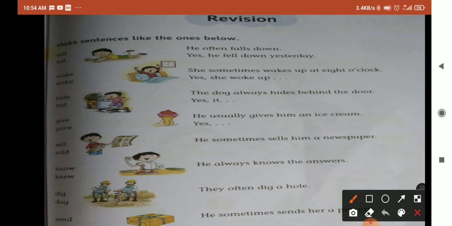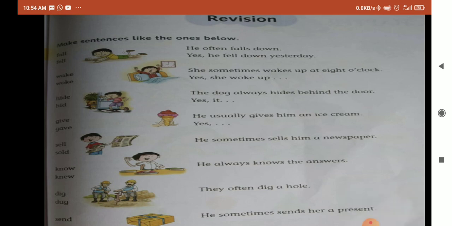Next is give. He usually gives him an ice cream. Yes, he usually gave him an ice cream yesterday. Next is, he sometimes sells him a newspaper. Yes, he sold newspapers every day. You can write every day. No, he always knows the answer. Yes, he always knew the answer. Next is, they often dig a hole. Answer is yes, they dug a hole. Next is, he sometimes sends her a present. Yes, he sometimes sent her presents.